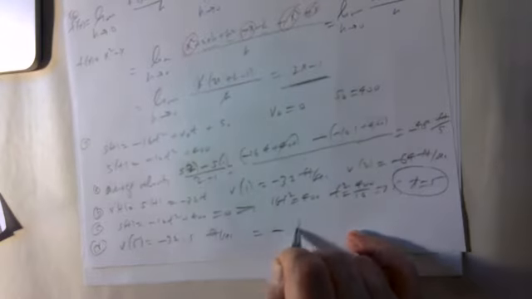And what is the velocity of the coin at impact? The velocity at time 5 is minus 32 times 5 feet per second, which is minus 160 feet per second.